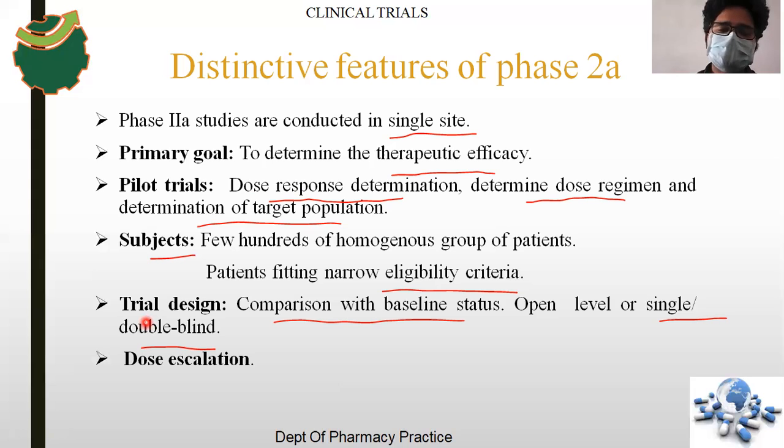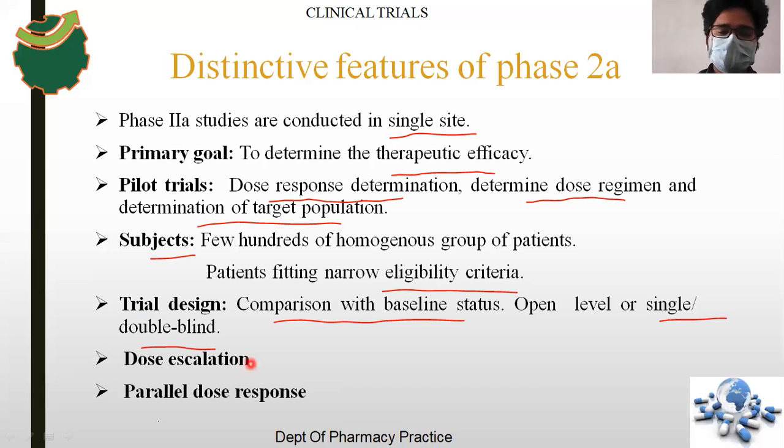Okay. Next one is dose escalation. It means once you are done with a limited number of people, then you are going to extrapolate the dose. But the first dose given in phase 2A is whichever dose was proved to be safe in phase 1. That is the first dose, and then you will increase the dose.